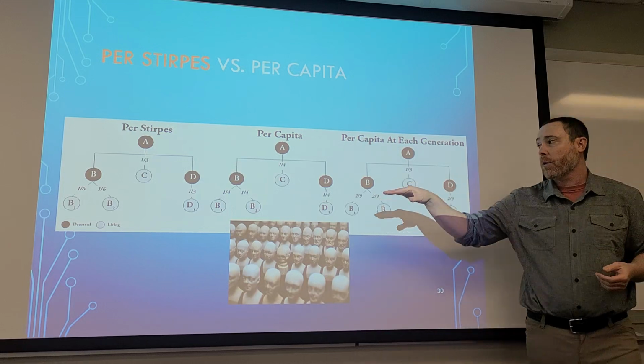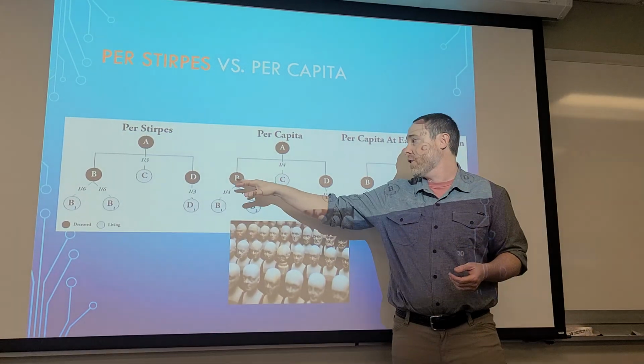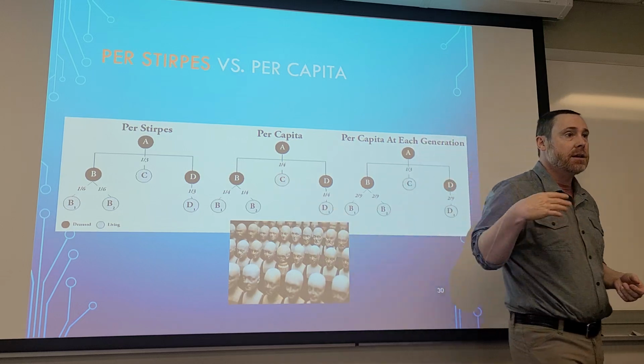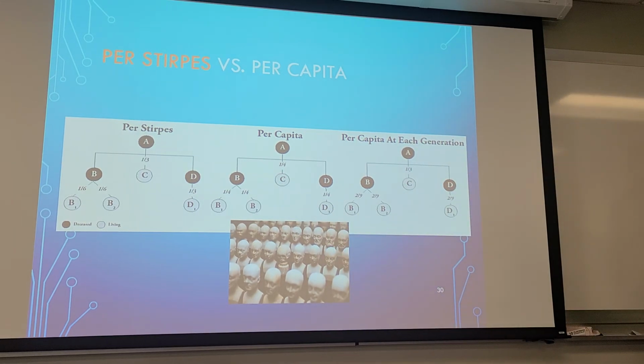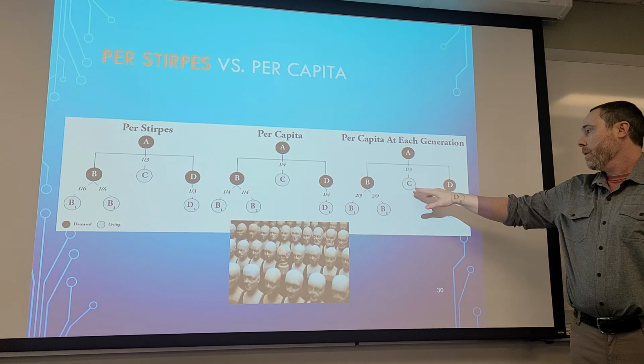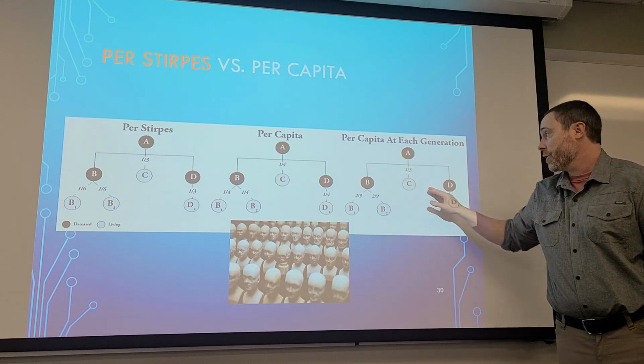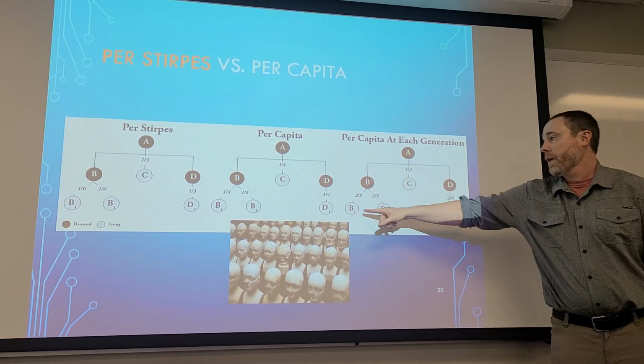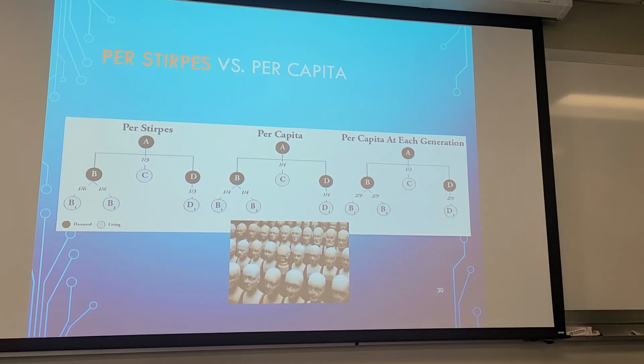Per capita, now we're counting heads. So same situation, B and D have passed away, but 1, 2, 3, 4 heads. Now you're getting 4 fourths. And then more complicated, per capita at each generation. There were 3 children, so a third, and then A had 3 children, and then his children, he's got 3 grandchildren, they split equally what was remaining.